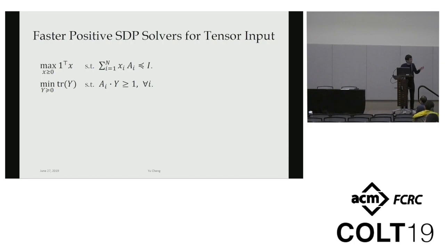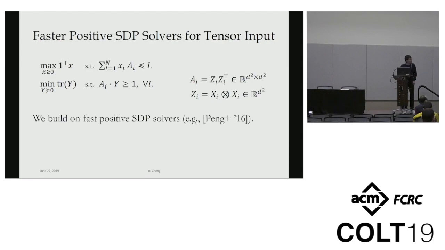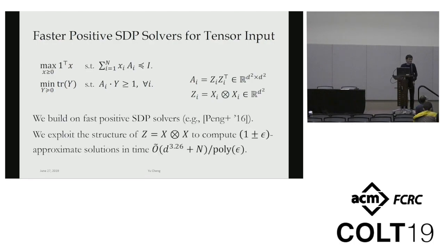So this is a standard pair of packing covering SDPs. And here A_i is the z_i transpose, and z_i are the tensored outcomes. So note that we're not writing down the A_i's, and we're not even writing down the z_i's. Okay, but nevertheless, in this paper, we show that you can exploit the structure of these A_i's and solve this problem very efficiently, essentially in the desired matrix multiplication time.